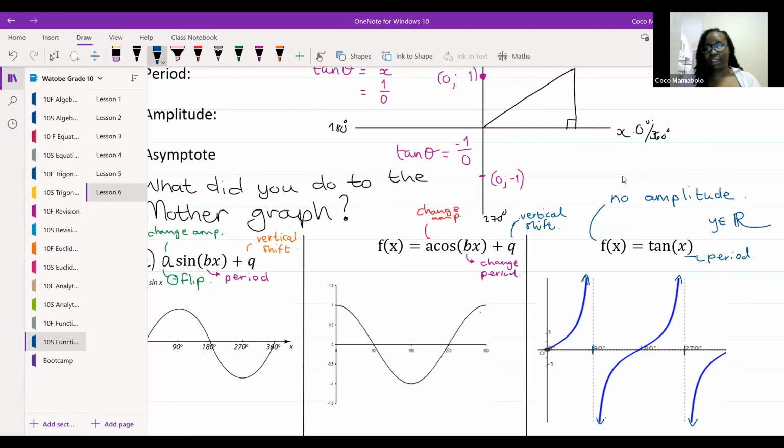180. Part 2, be careful. This one is only half a graph. This part over here is only half a graph. So we'd have to take this one and put it together with this one to finish a full graph. So the period of a tan graph is 180. That's okay, my sweetie. I used to make that mistake too. The period of a tan graph is 180. All right.